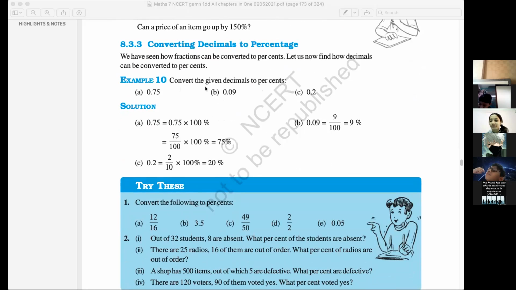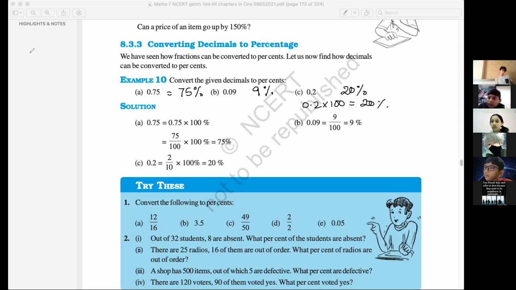To convert a decimal into a percent, what technique have I told you? You have to multiply it by 100. So we have to move 2 digits. Ma'am, the answer is 75 for A1. Correct. 65%, this is 9%, and this will be 2%. 20%. Yes. 0.2 into 100, we will add 0.